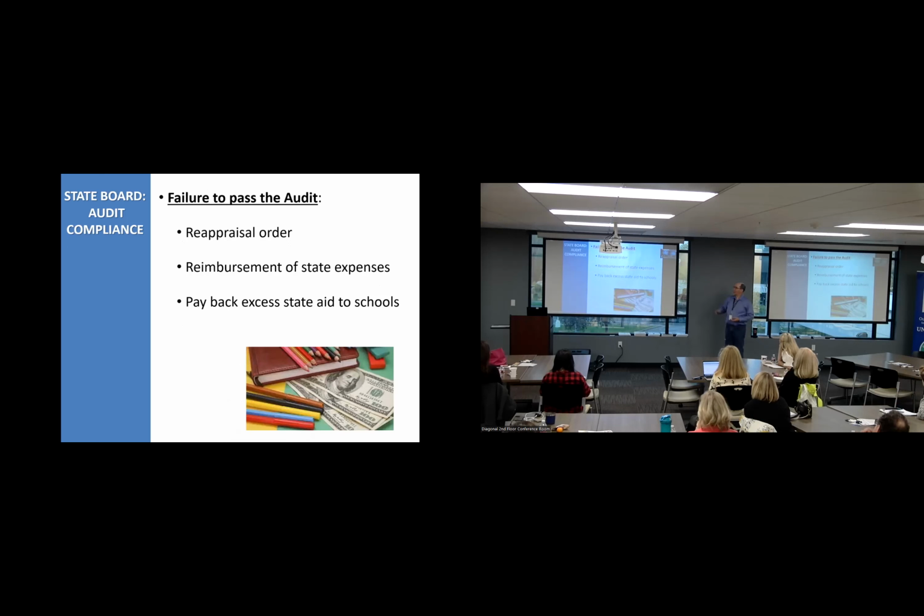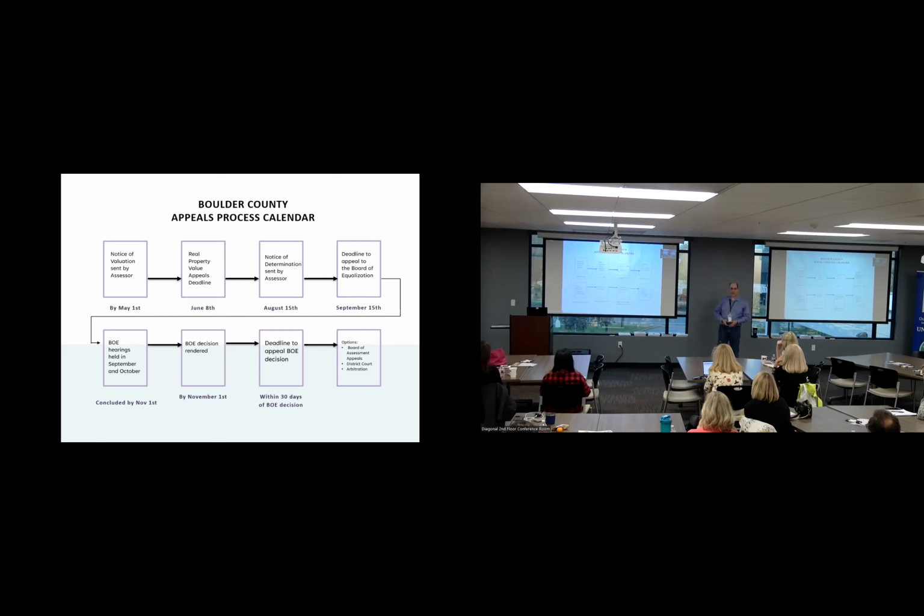If we fail, we owe. The county owes for a reappraisal order. We have to contract with the state or a subcontractor to come in and fix what we failed on, and the county has to pay that back. Reimbursement for any state expenses and any excess state aid to schools, we'd also have to make up the difference. So it behooves us not to fail. With that, I'm going to turn it over to Cindy, and hopefully I left her more than 5 minutes to talk. I apologize.